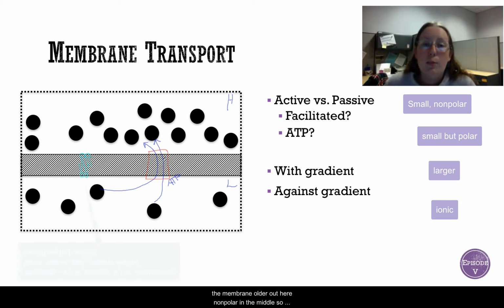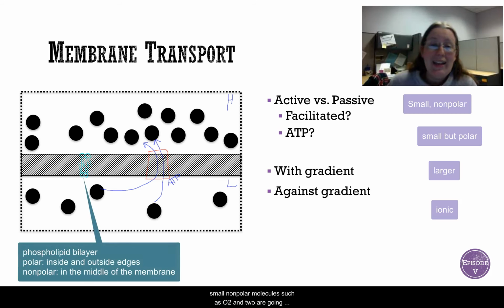So small nonpolar molecules such as O2, N2 are going to be able to move readily straight through the membrane very fast. Next up, besides that, are going to be molecules that are also still very small but are polar. Water is the perfect example for this. It's small enough that it is able to work its way through the membrane, but it does so slowly because it's a fairly polar molecule.